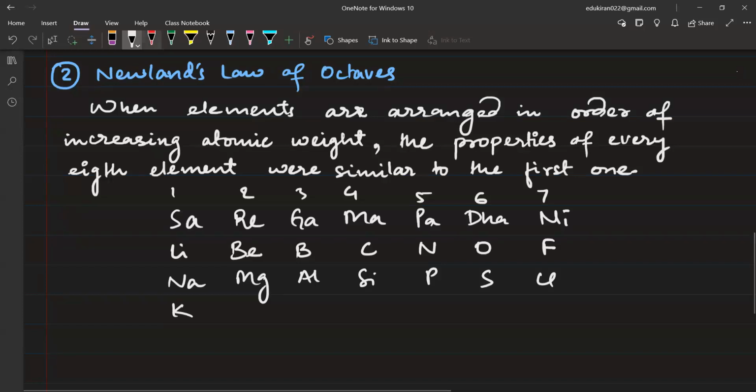Also, one more thing is that it's not just that when you start with lithium, sodium is going to match. After beryllium, look, 7 elements: 1, 2, 3, 4, 5, 6, 7. And then the 8th element is going to be magnesium, which will have similar properties to beryllium. So this was Newland's law of octaves.